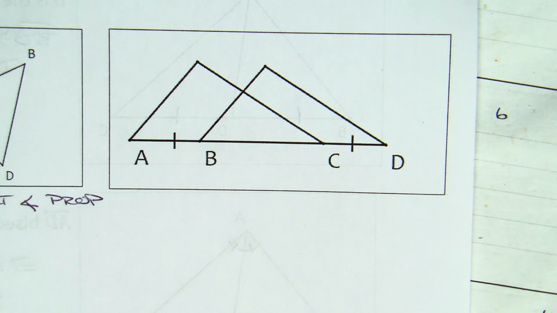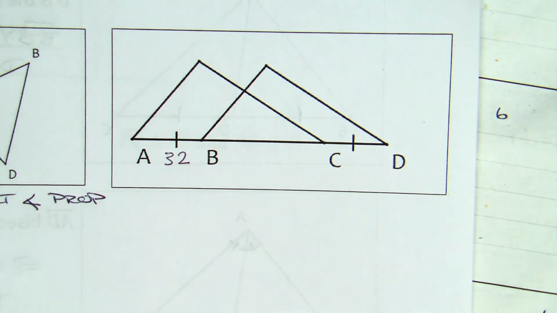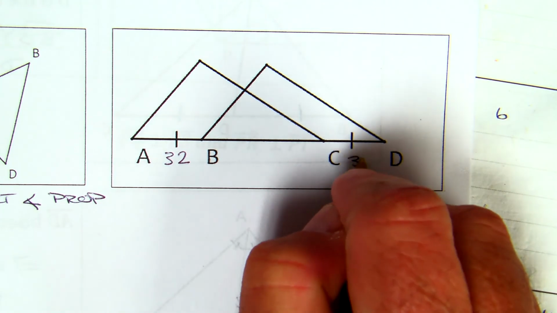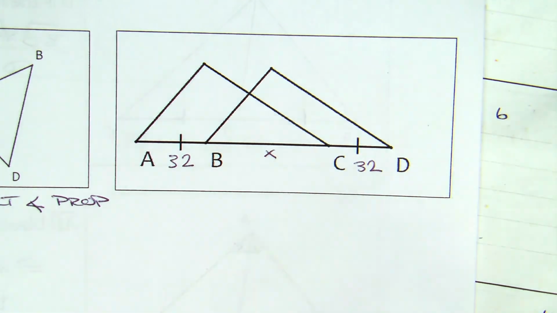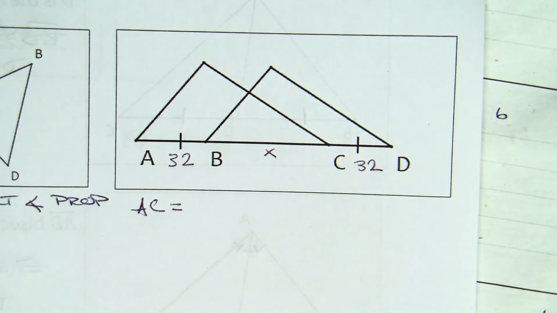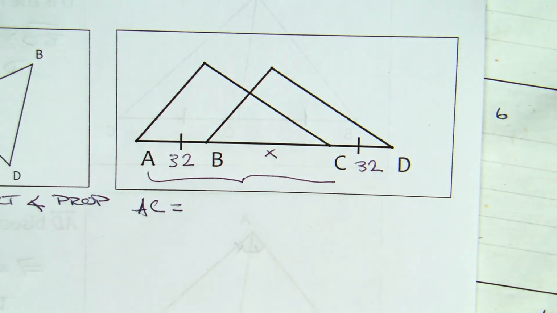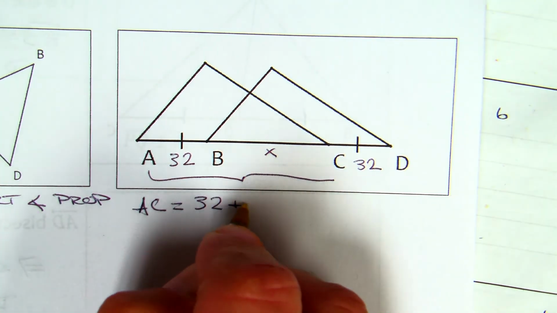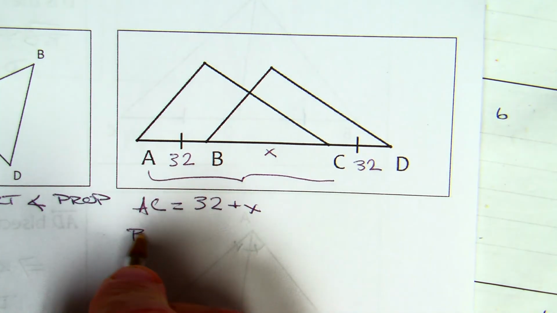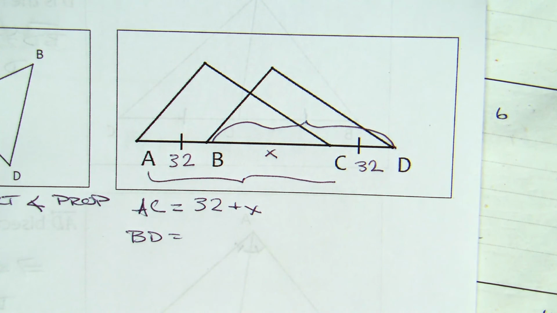Now, if I go to the one right next to it. Alright. Give me a numerical value for segment AB, any number at all. 32. Alright. Well, they're saying AB is congruent to CD. So CD would also have to be what? 32. BC would be X. AC would then be represented by what algebraic expression? AC. So this entire thing would be what? 32 plus X. Alright. BD, which is there to there, would be what? 32 plus X.